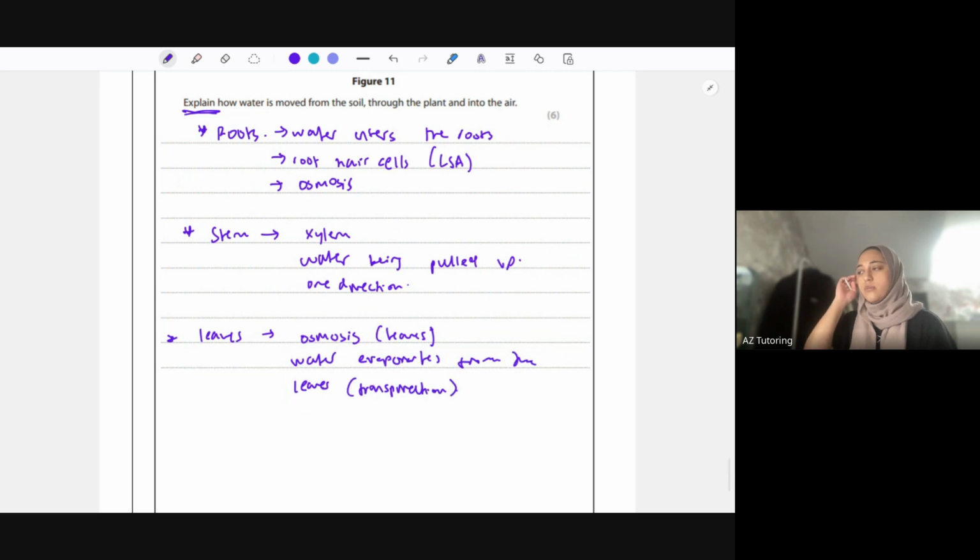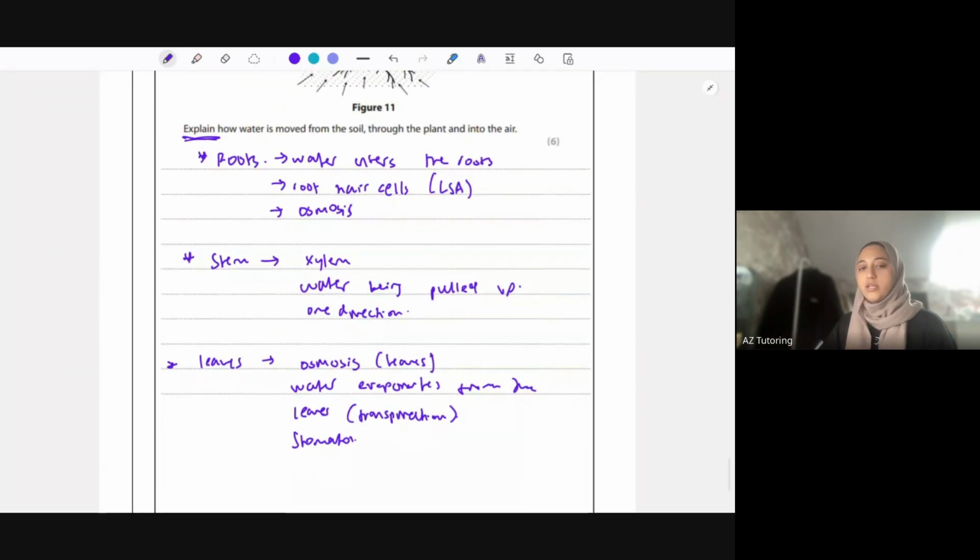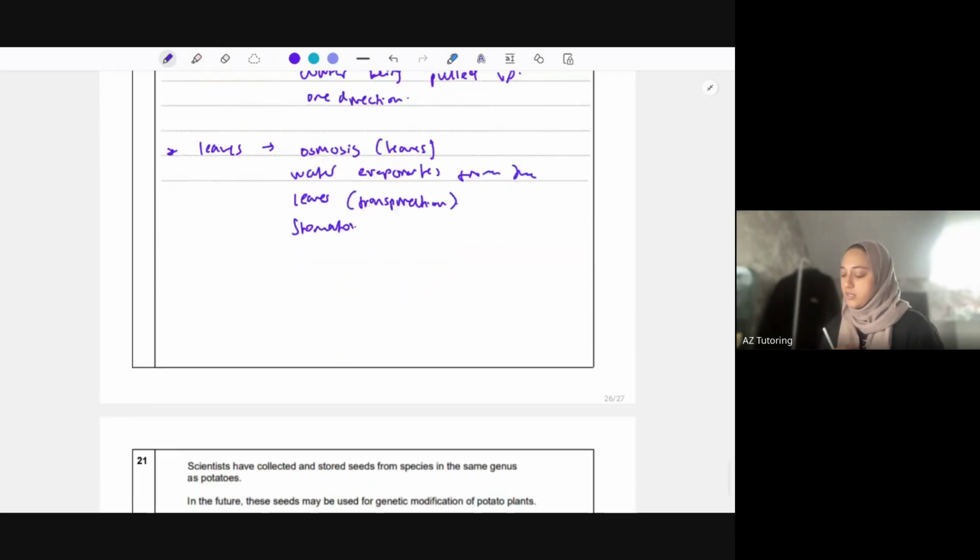You could also speak about the stomata as well. So that's on the leaves. The stomata, when they open on the bottom with the guard cells, you could talk about all that process as well, because that also contributes to water leaving. Yeah, you're just explaining all that for 6 marks, essentially.